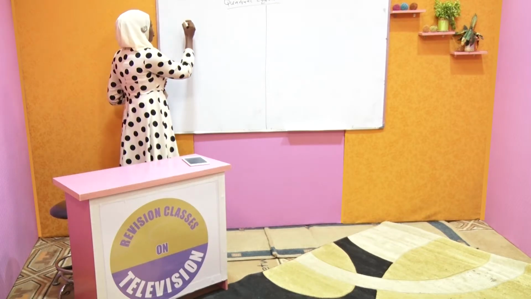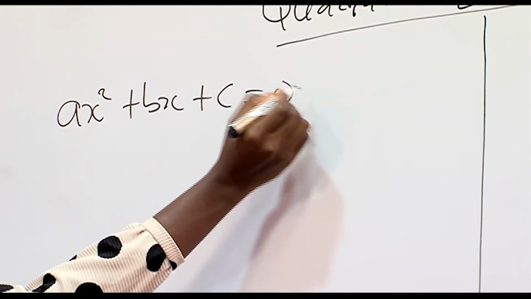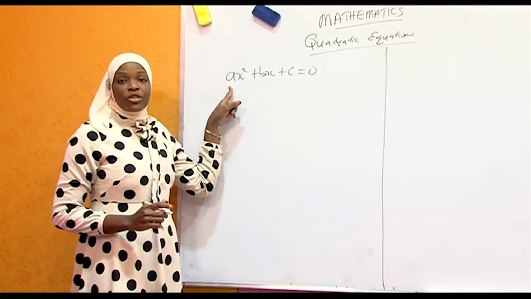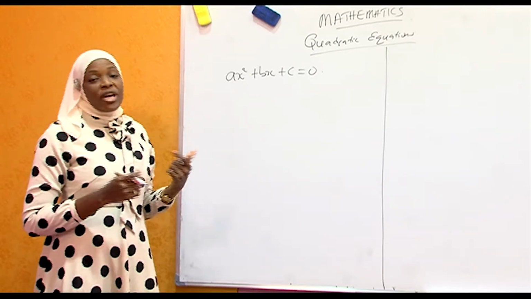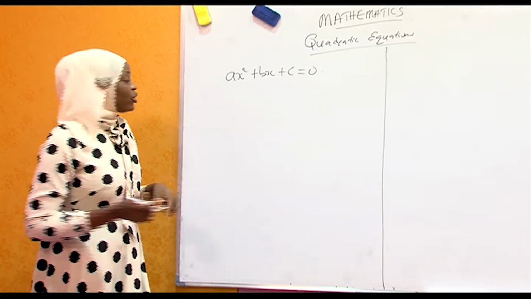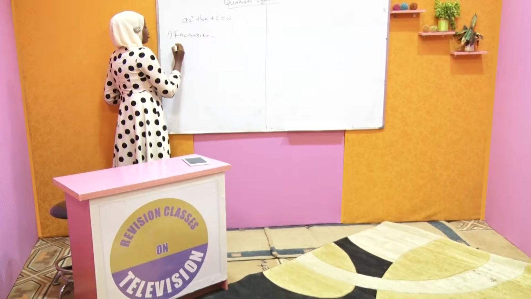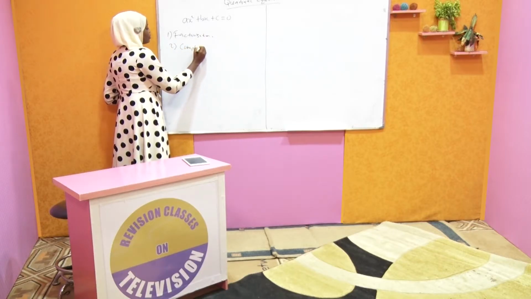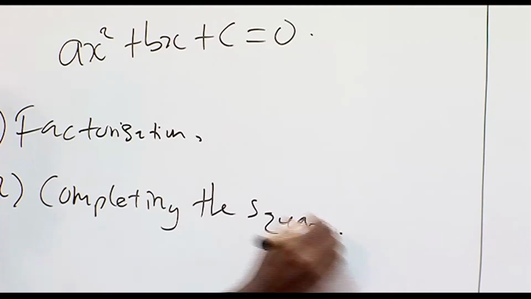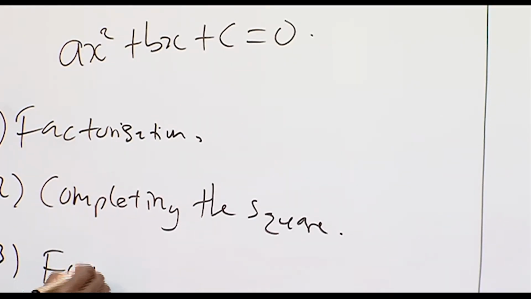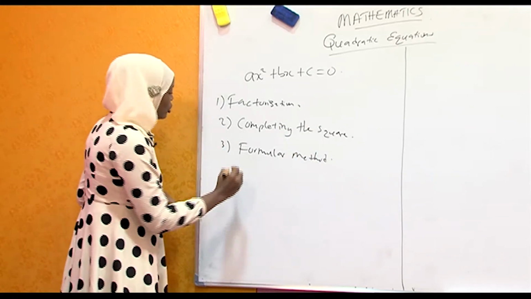Quadratic equation is in the form ax squared plus bx plus c equals 0. a is the coefficient of x squared, b is your coefficient of x, while c is the constant. We have different methods of solving quadratic equation. We have the factorization method, we have the completing the square, we have the formula method, and lastly, your graphical method.